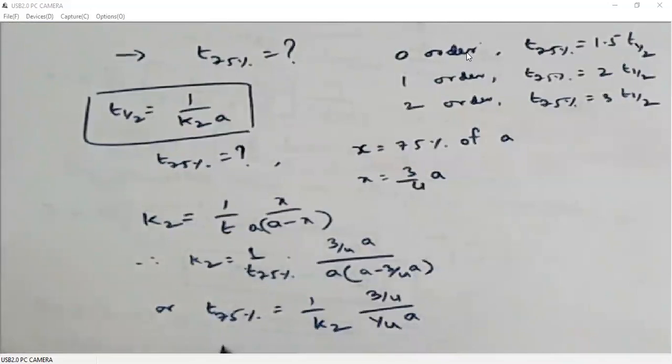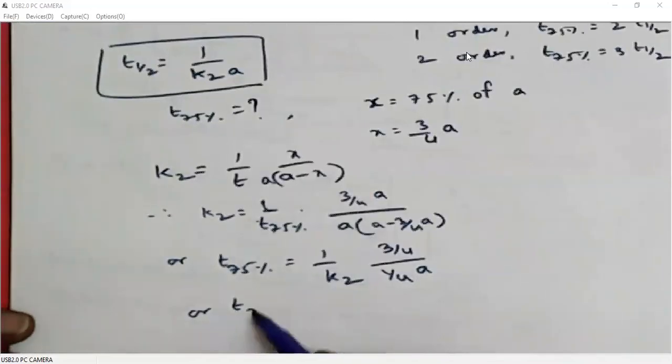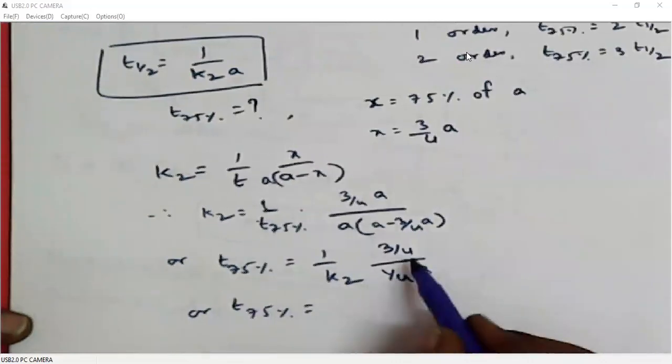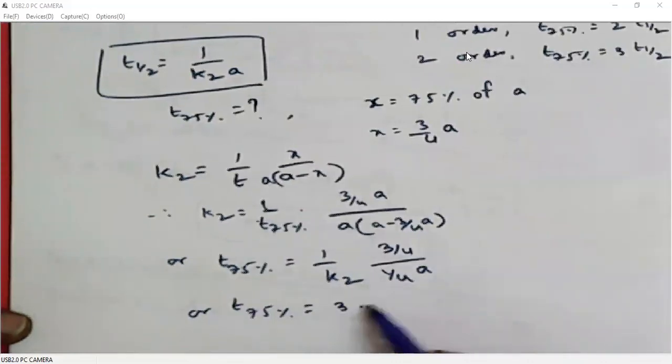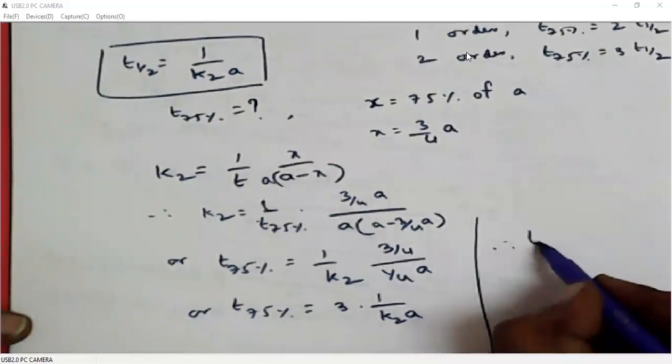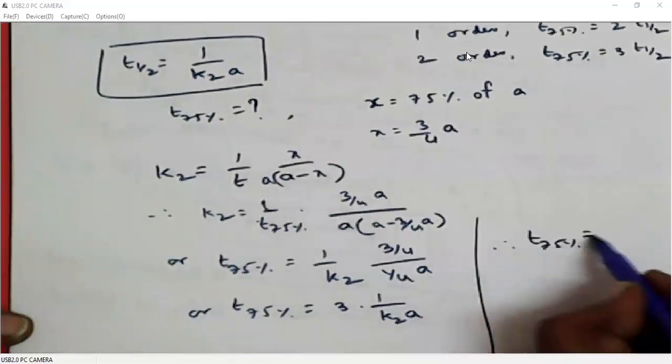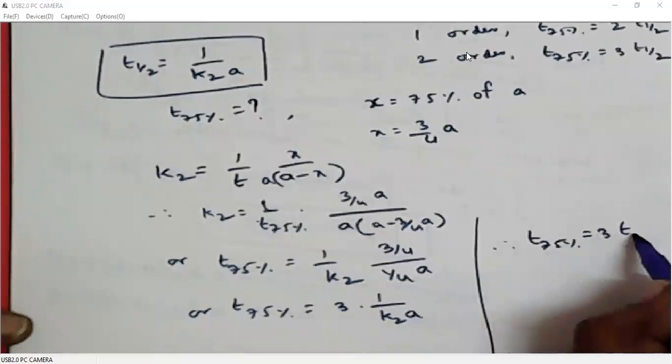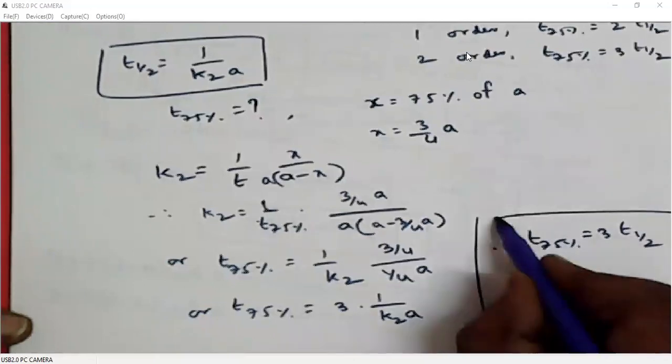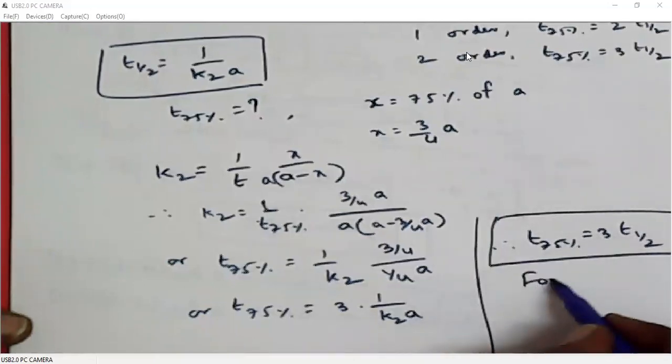Or T 75% is equal to, so 4 will get cancelled, so 3 into 1 by K2 into A. What is 1 by K2 into A? T half. Therefore, T 75% is nothing but 3 times T half for a second order reaction.